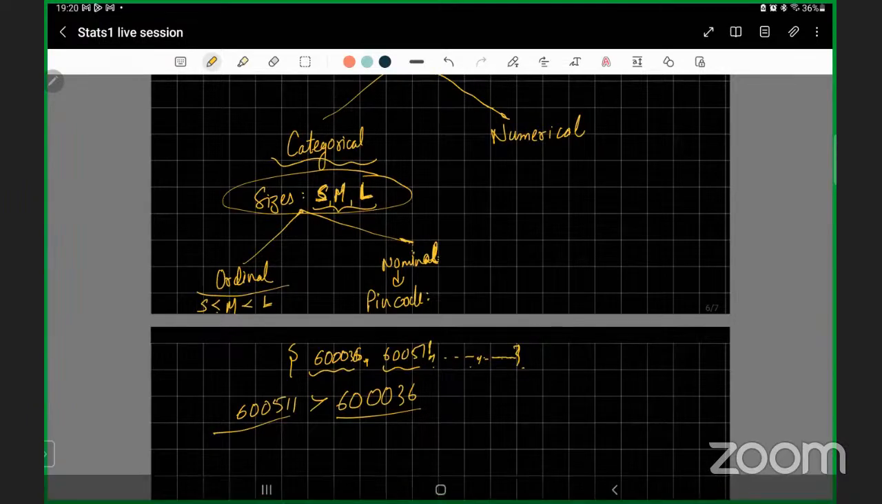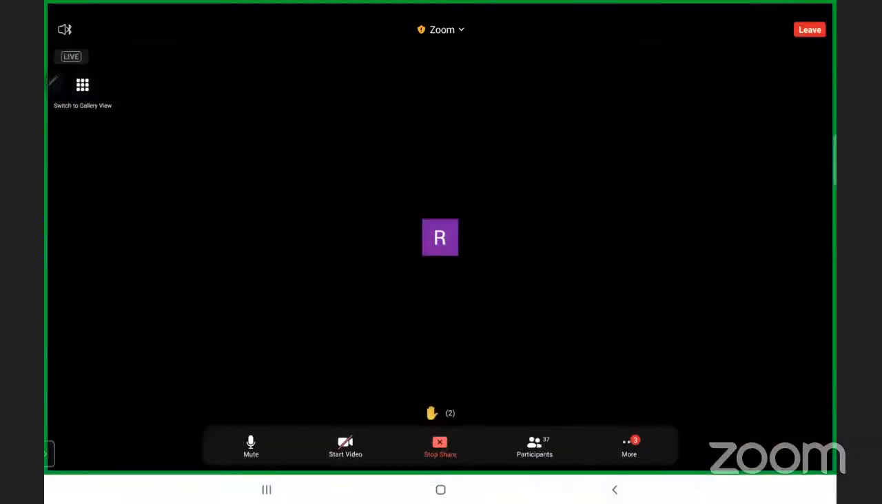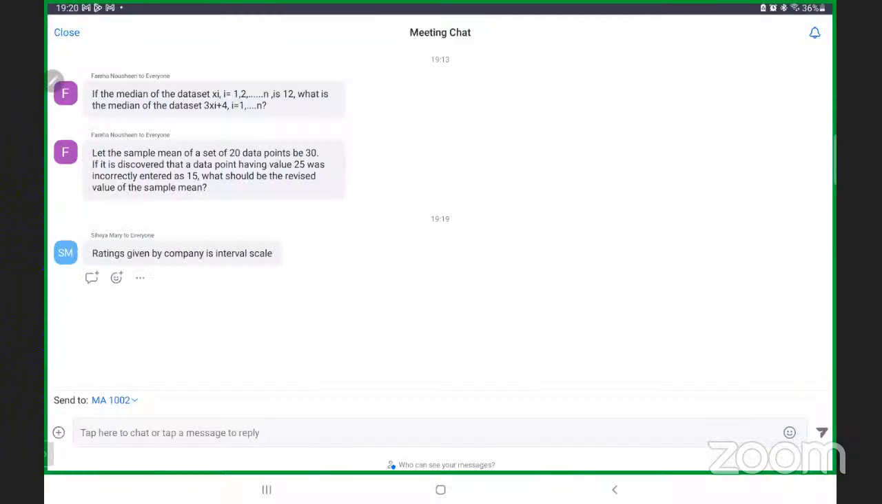I just want to check, did you find your question? Yes, ma'am, I have posted in the chat. There are 2 questions. The first one: if the median of the data set xi, i equal to 1 till n, is 12, what is the median of the data set 3xi plus 4, i equal to 1 till n? I am not able to understand how to approach this question.